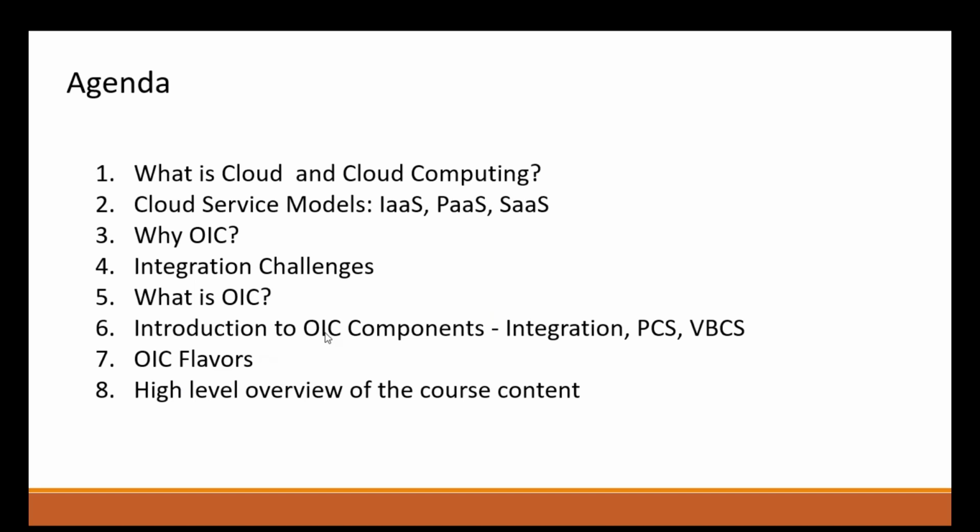When you spell it, OIC just basically breaks down to one single component, but internally it has three different components inside it. The first component is called integrations, which we also used to call Integration Cloud Service. The second component is called Process Cloud Service, also abbreviated as PCS. And we also have something called VBCS, which we also call Visual Builder Cloud Service.